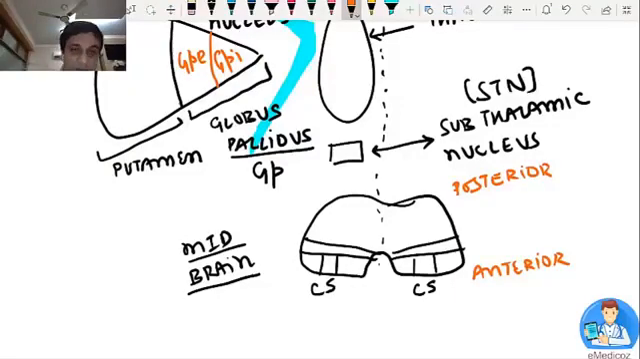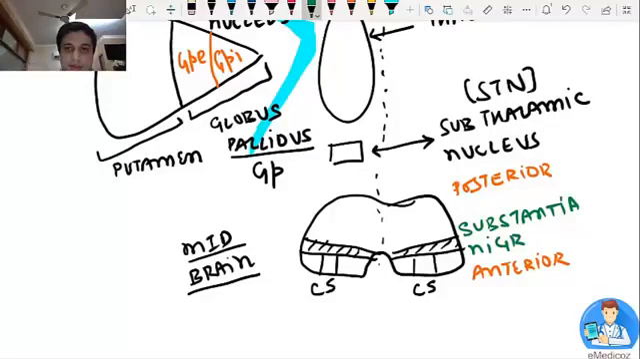Now, can someone of you tell me? Good. Some people know there's a deeply pigmented structure over there. Yes. Very good. Some people know that its name is substantia nigra. Okay.